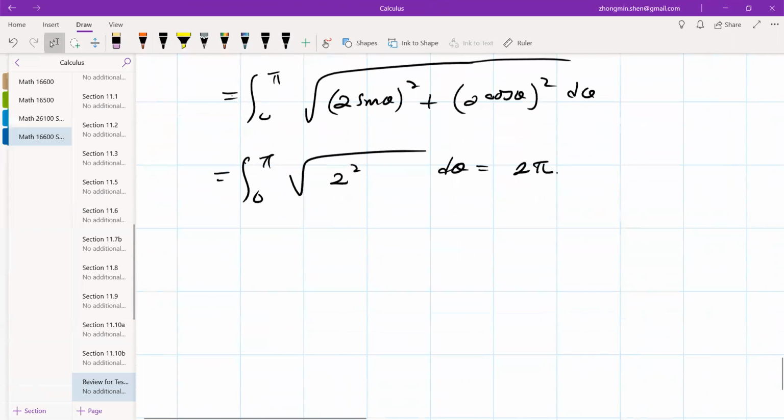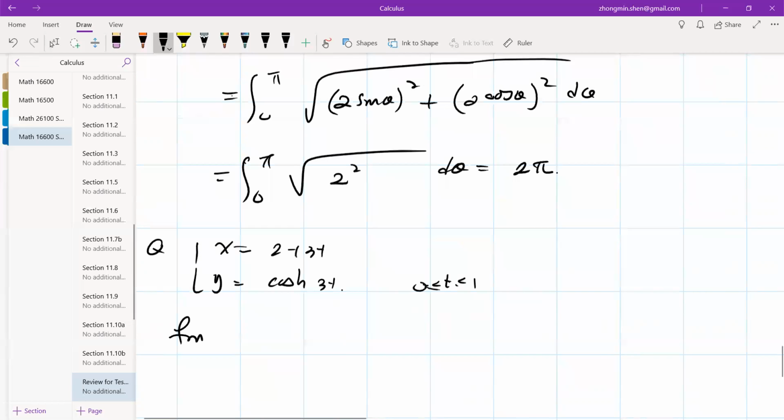But the curve can also be parameterized by general equations. Okay. So then, how do you find the length of the curve? Here's the parameterization: x equals 2 plus 3t squared, y equals hyperbolic cosine 3t, t is between 0 and 1. Find the length.